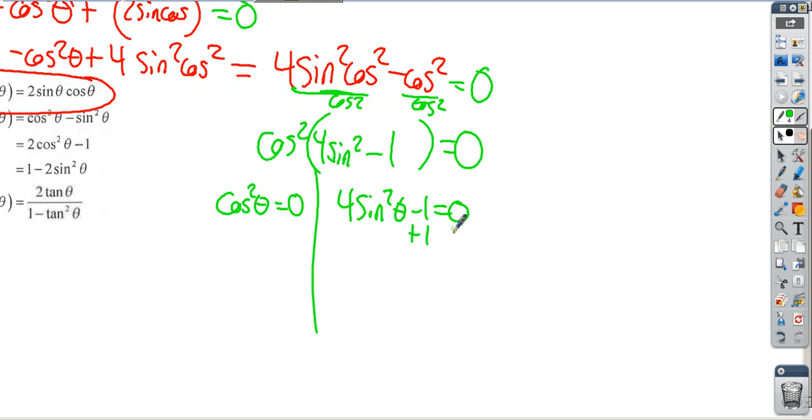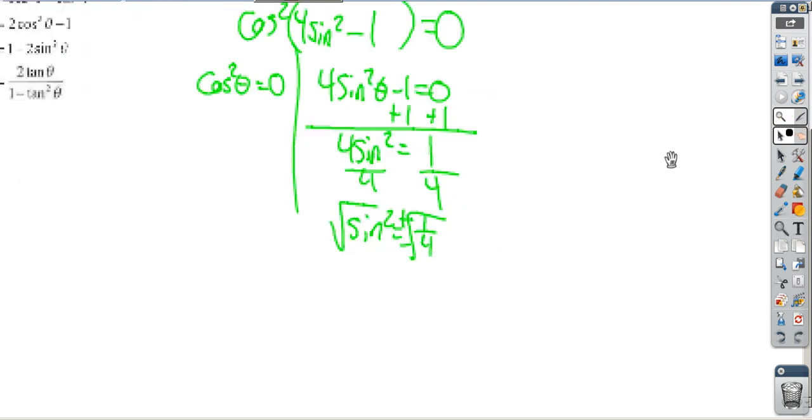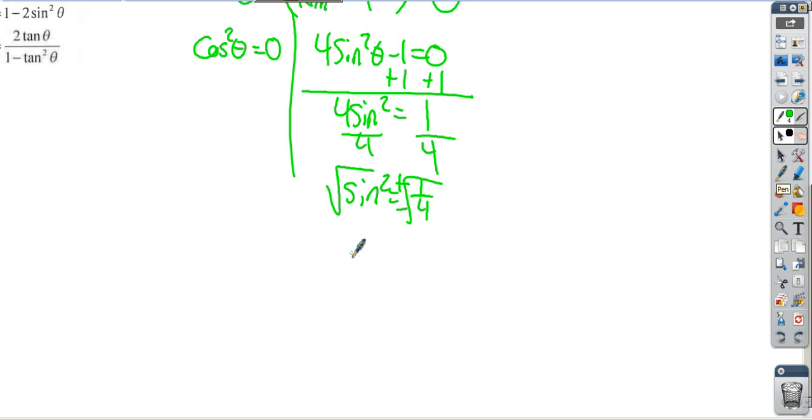So let's start with this side. We'll add 1 to both sides, so we get 4 sine squared is equal to 1. We'll divide both sides by 4. So sine squared is equal to 1/4. We'll square root this and put a plus or minus in front. So we're going to get sine is equal to positive or negative, and the square root of 1/4 is 1/2. So positive or negative 1/2.